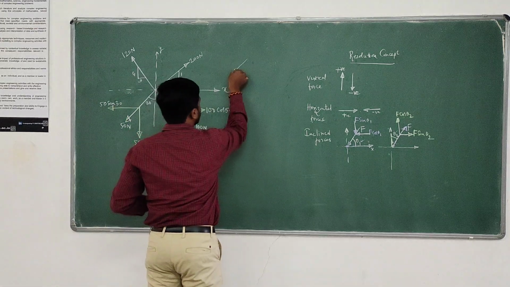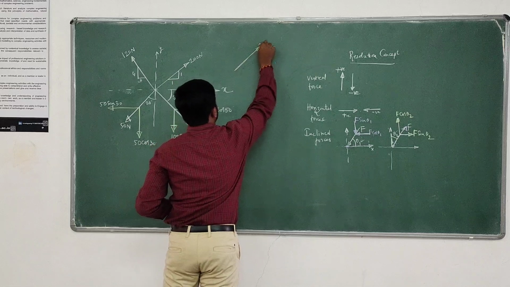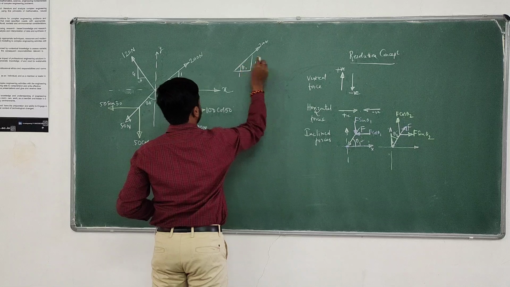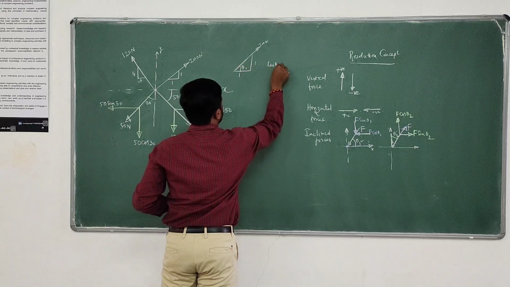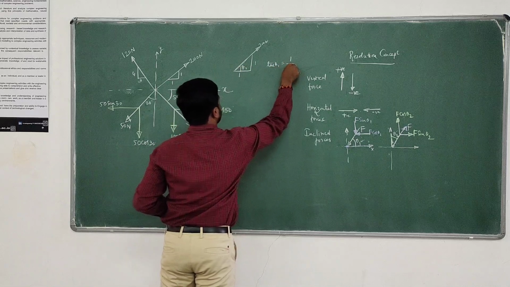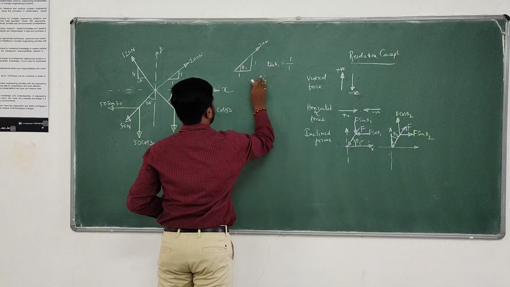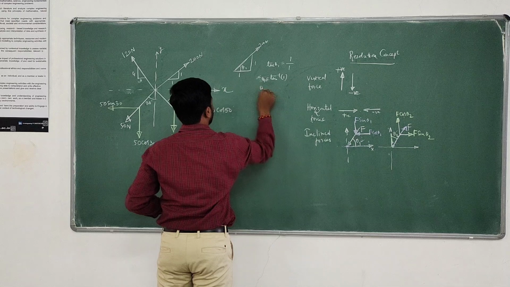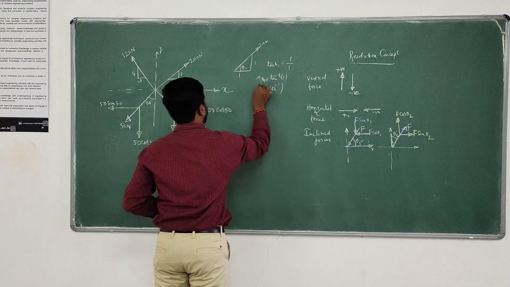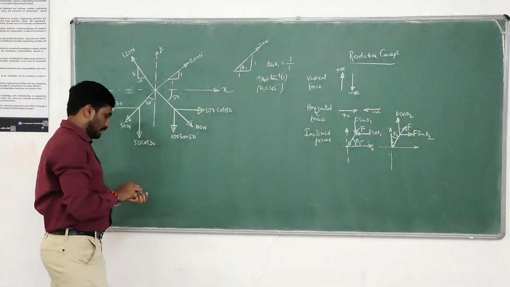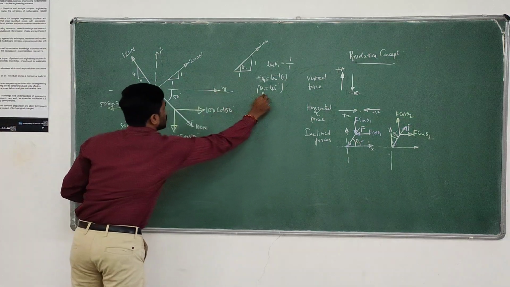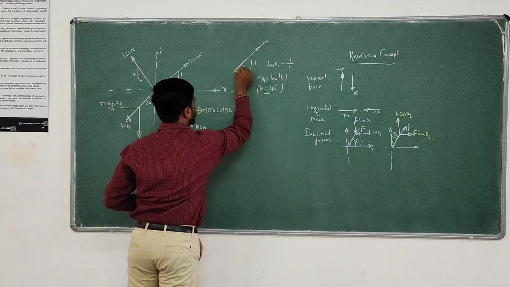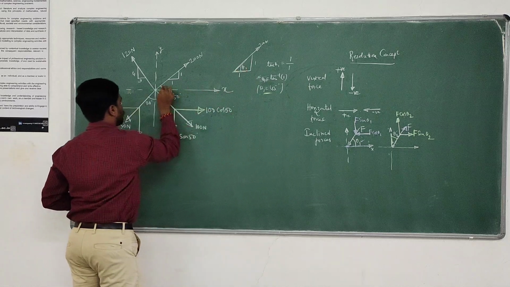Consider this triangle. This is the 200 Newton force. This side is 1. Take this angle as theta 1. Apply tan theta 1 equals opposite by adjacent. Therefore, theta 1 equals tan inverse of 1. Tan inverse of 1 will become 45 degrees. So the theta 1 value is 45 degrees. This is the horizontal angle I have computed, right? Therefore, this is 45 degrees.